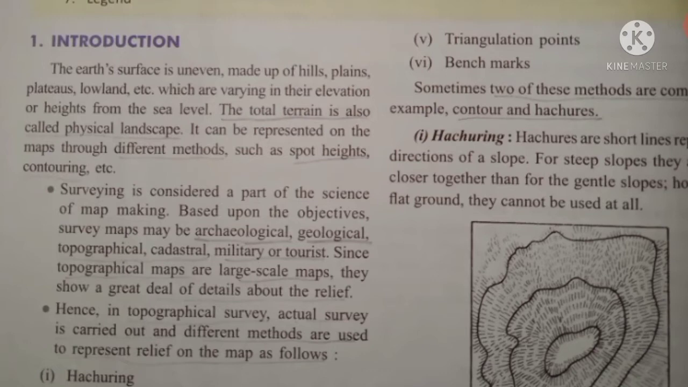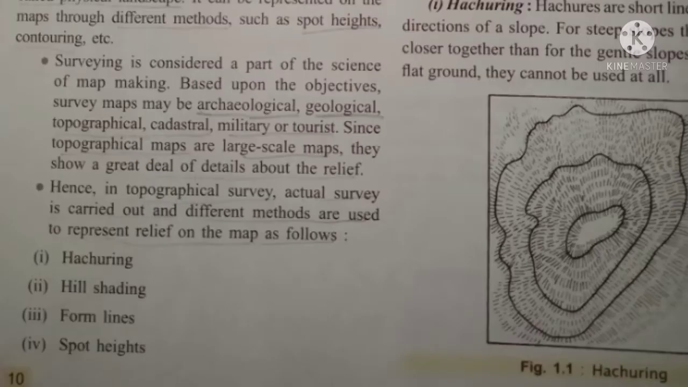So that's why cartographers have found some methods through which we can represent these features and their height on the map. There are 7 methods given in the book, and we are going to learn these 7 methods, but we will learn the 7th one, contouring, deeply. In this chapter we will see hachuring, then hill shading, then form line, then spot heights, then triangulation method, then benchmark, and the 7th one, contour. This method is very important, and we will learn it more deeply.